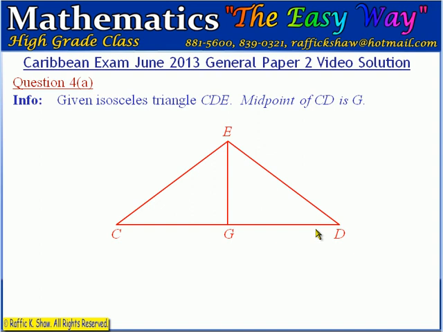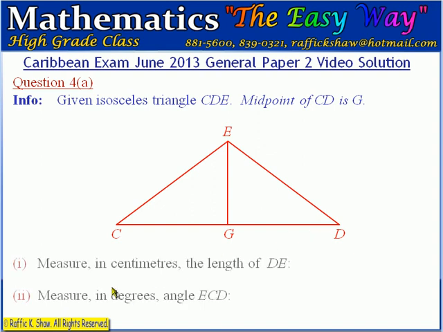But we can measure all that information to confirm that it's an isosceles triangle. And in fact, this question wants us to measure and state some dimensions of this triangle. The first part wants us to measure in centimeters the length of DE, that's this side, and the second part wants us to measure angle ECD, that's this angle right here.